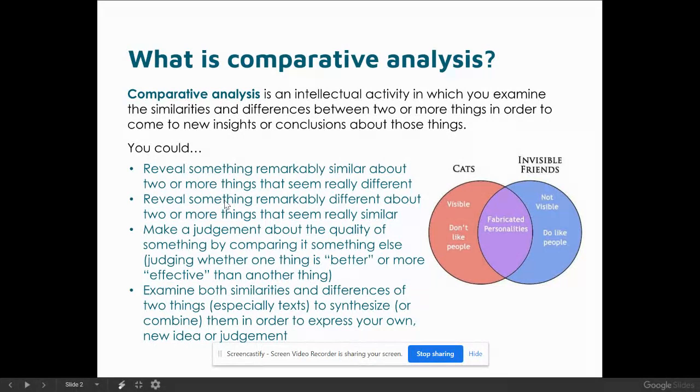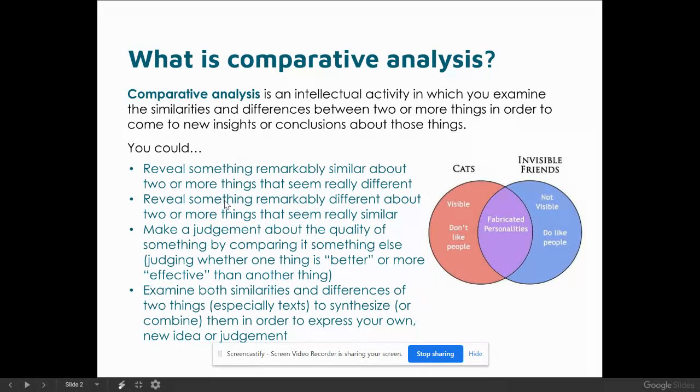So cats are visible, they don't like people. Invisible friends are not visible and they do like people. So those are differences, right? But then you see where they overlap? They have fabricated personalities. And we put personalities onto cats. So you see, that's their personality. That's the way they act. That's the way they do these things, right? And so do our invisible friends, because they're completely created figments of our imagination. So we layer that personality on top of it, right?